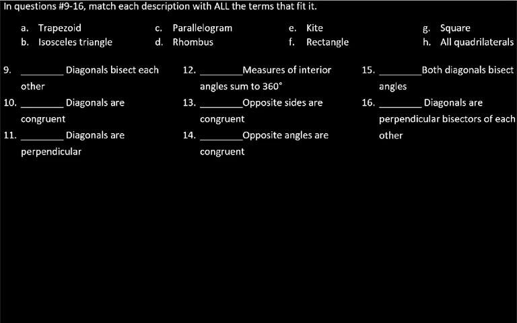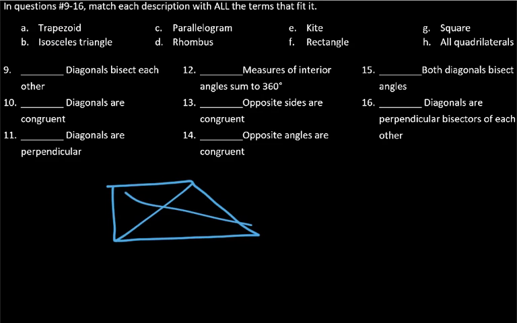Questions 9 through 16 ask us to match each description with all the terms that fit it. One way to think about this is, when we have these terms up here, which ones are ruled out when we are given a description. So, diagonals bisect each other. A trapezoid, I can draw a trapezoid and those diagonals will not bisect each other. So we can rule out trapezoid on that one.